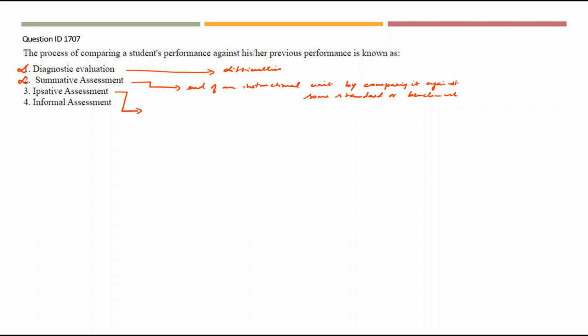Ipsative assessment. It is the practice of assessing present performance against the prior performance of the person being assessed. In this case, the student's present performance will be compared against his or her previous performance, which is the prior performance. So, ipsative assessment will be the right answer. The process of comparing a student's performance against his or her previous performance is known as ipsative assessment. The last one is informal assessment. Though we know it is not the answer, we just want to know what it is. Teachers do not evaluate student performances on grades or metrics.